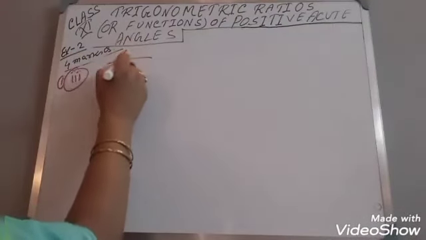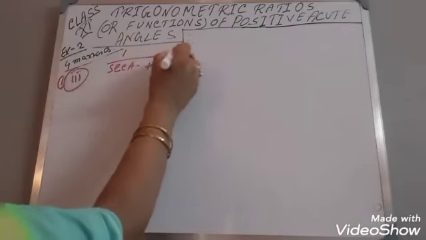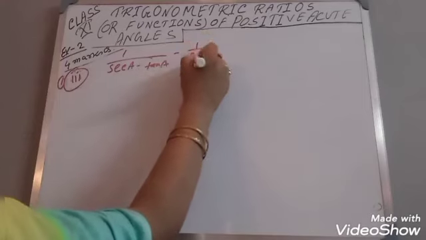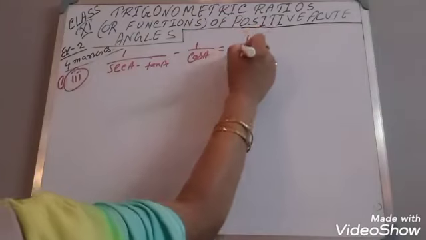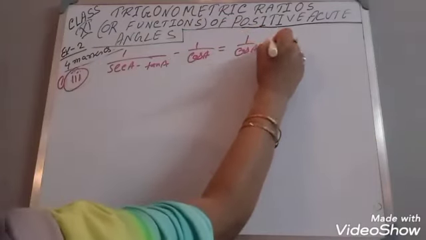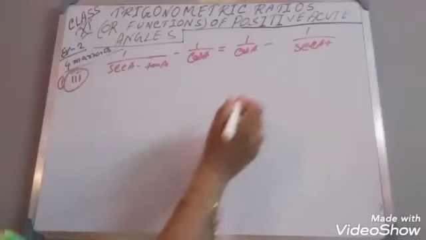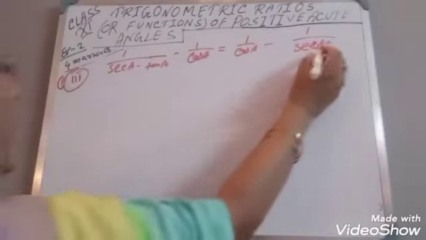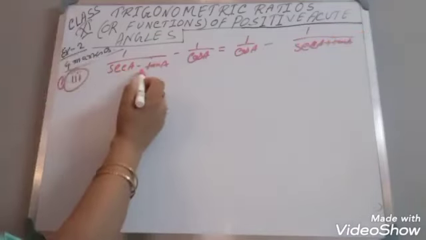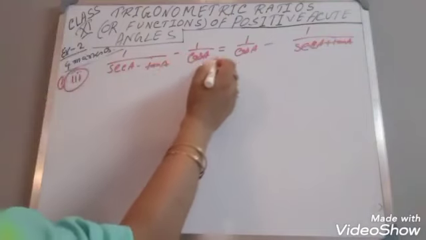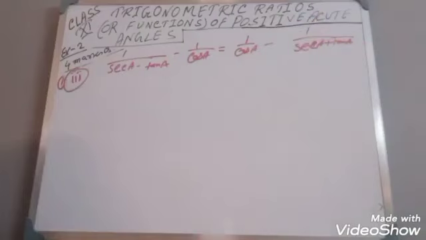1 by sec A minus tan A minus 1 by cos A is equal to 1 by cos A minus 1 by sec A plus tan A. What is the question? 1 by sec A minus tan A minus 1 by cos A is equal to 1 by cos A minus 1 by sec A plus tan A. Okay.